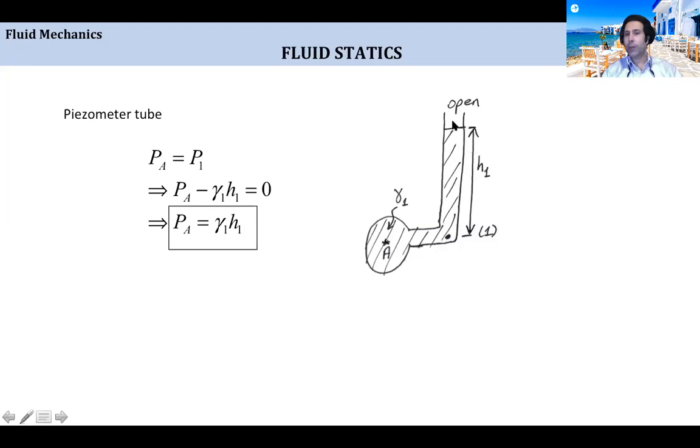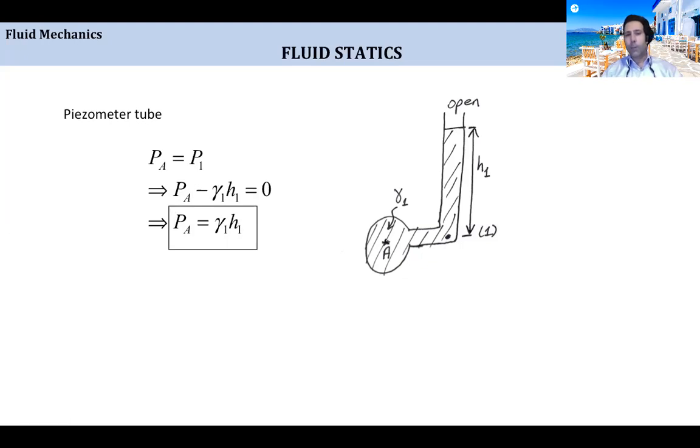And since we are working with gauge pressure at the free surface, the pressure here is atmospheric pressure, which means the gauge pressure is equal to zero. If we were working with absolute pressure, then the pressure at the free surface would be atmospheric pressure. So in problems that involve free surfaces, such as here, and remember a free surface is the liquid-gas interface, working with gauge pressure often provides important simplifications. So now our equation is PA minus gamma 1 H1 equals the gauge pressure of 0. So from here you can show that PA is equal to specific weight times height, the vertical elevation.